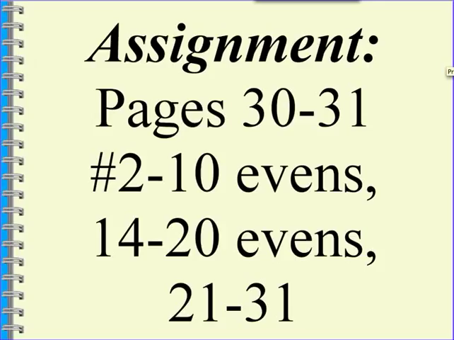It is going to be found on page 30 through 31. The first ones you have are 2 through 10, evens. That's just determining whether it's continuous at the x values. Do it exactly as we did it. The only change in the directions is that it says if discontinuous, identify the type as infinite, jump, or removable. Wrong. If discontinuous, I want you to identify it as either removable or non-removable. Just exactly what we went over in class.